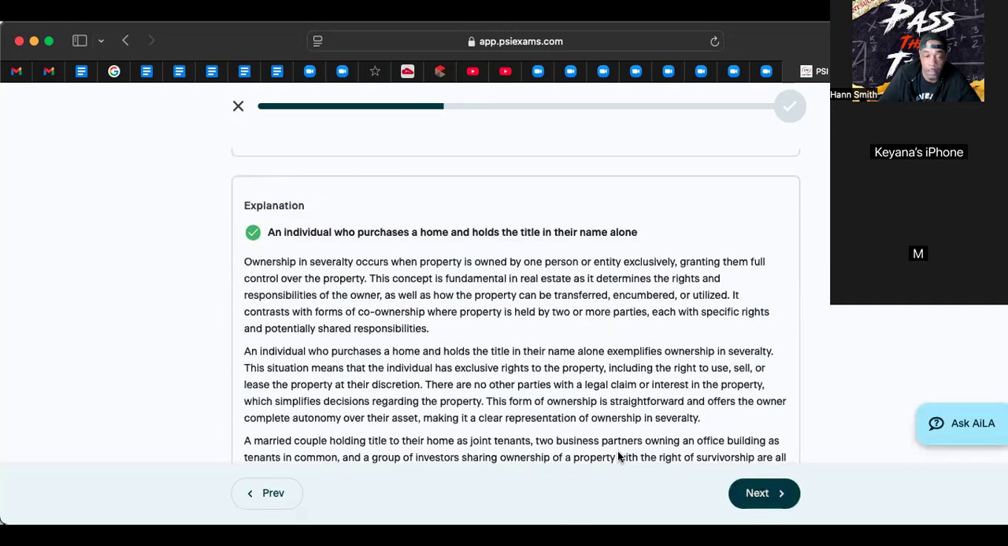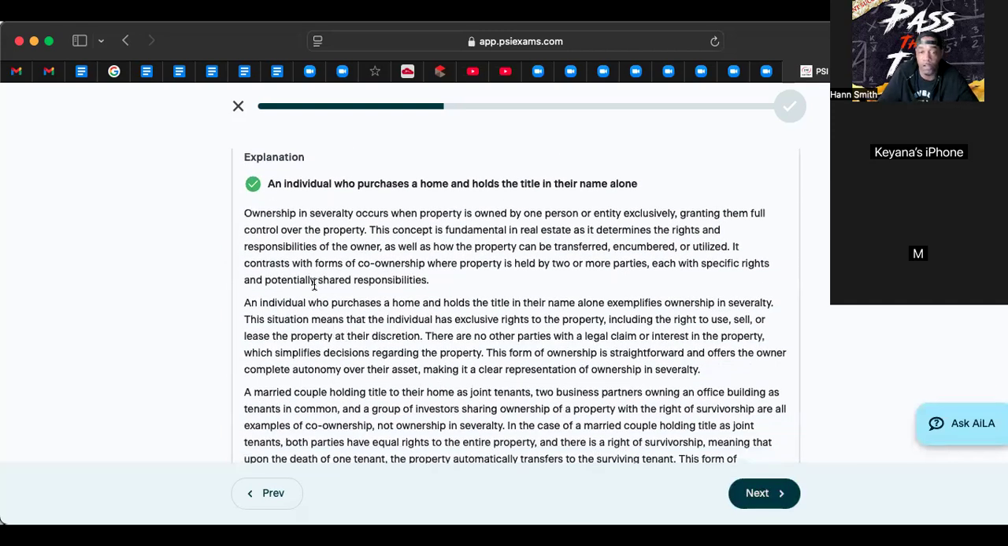All right. First off, let's figure out why they call it severalty. I think they might say it in here. Ownership in severalty occurs when a property is owned by one person or entity exclusively, granting them the full control over the property. This concept is fundamental in real estate as it determines the rights and responsibilities of the owner, as well as how the property can be transferred, encumbered, or utilized. It contrasts with other forms of co-ownership where the property is held by two or more parties, each with specific rights and potential shares and responsibilities.